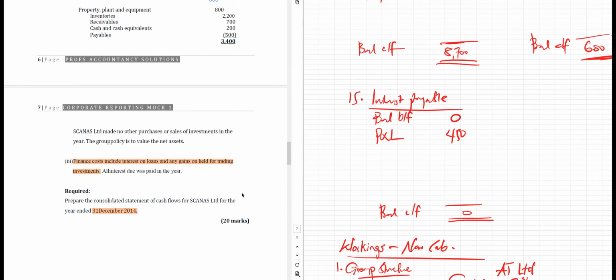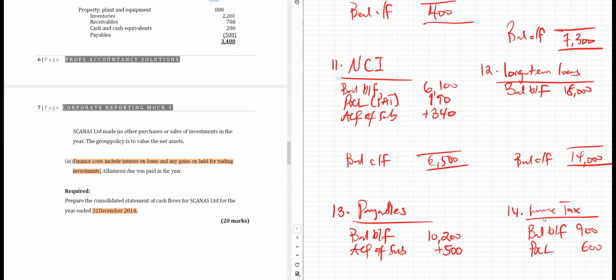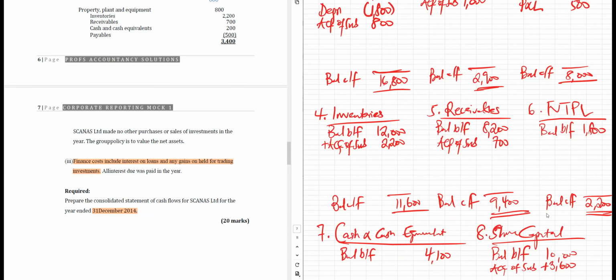Interest on loan and gain on investment. The held for trading investment, which is the fair value through profit or loss. Okay. So the gain on investment here, the opening balance was what? Is it not 1,008? Gain on investment. The opening balance, is it not 1,008?